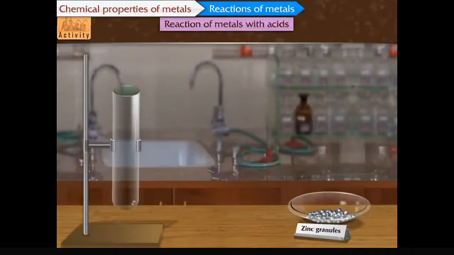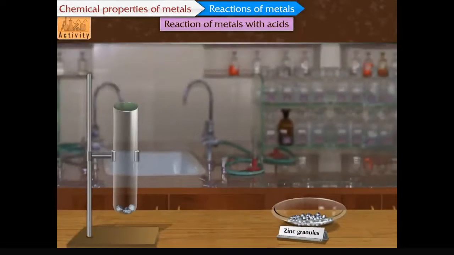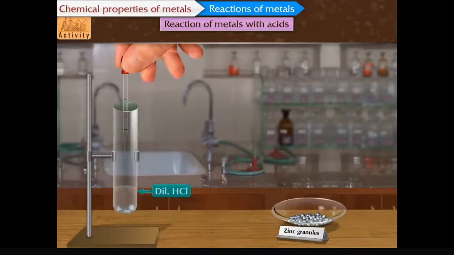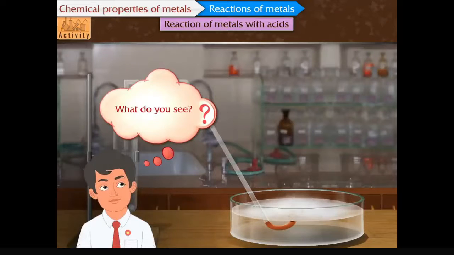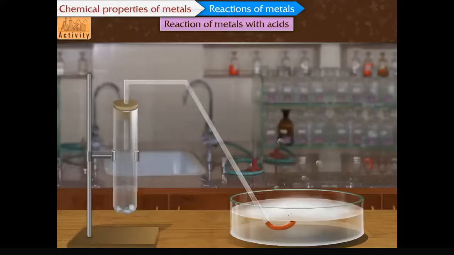Take some zinc granules in a test tube. Add a few drops of dilute hydrochloric acid to it. We will observe formation of gas bubbles on the surface of zinc granules. Fix a bent tube and allow the gas being formed to pass through the soap solution taken in a trough. What do you see? We can see gas-filled bubbles formed in the soap solution which rise in the air.